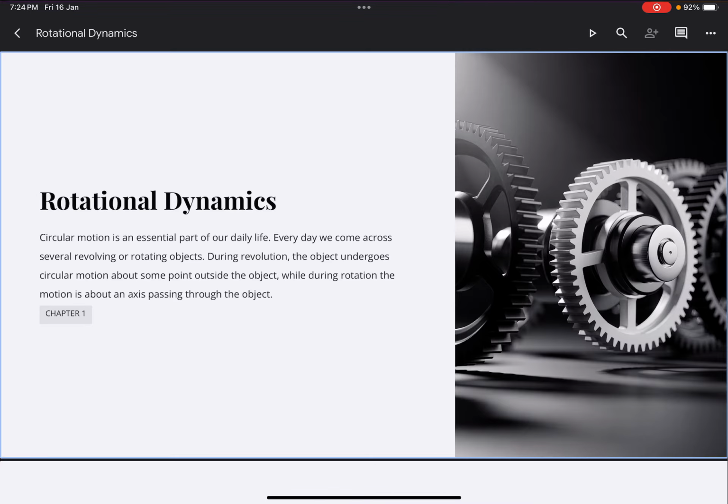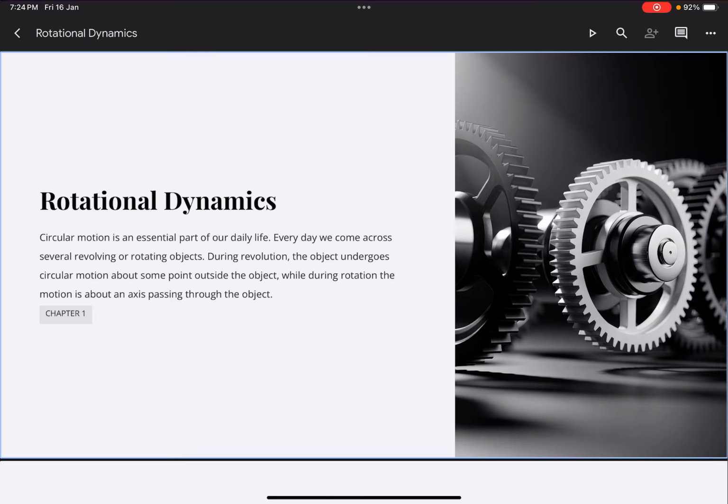Rotational dynamics, as the name indicates, is about rotation. We know that circular motion is an essential part of our daily life, and in real life you'll find many rotating objects as well as revolving objects. So you know that rotation is motion about the axis passing through the object. If you take a ball and just move around, that is a rotation.